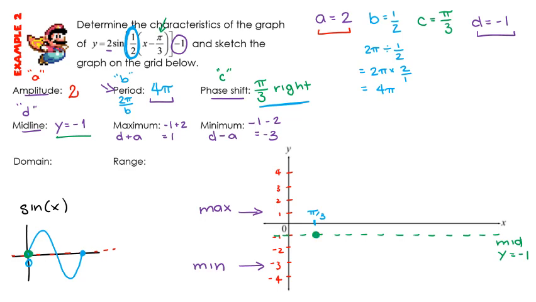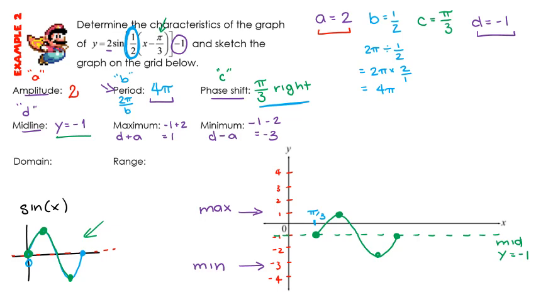Okay, and then from there, our graph has to go up towards the maximum. So from here, I'm just going to draw a bump up to the maximum of 1. And then from there, it comes back down to our midline. And then it'll go down to our minimum, which in this case is -3. And then once it hits that minimum, it's going to come right back up to our midline. So this is what the graph is going to look like with that phase shift of pi over 3 units towards the right. It's this exact same shape as sine of x. However, everything just gets moved towards the right pi over 3 units.